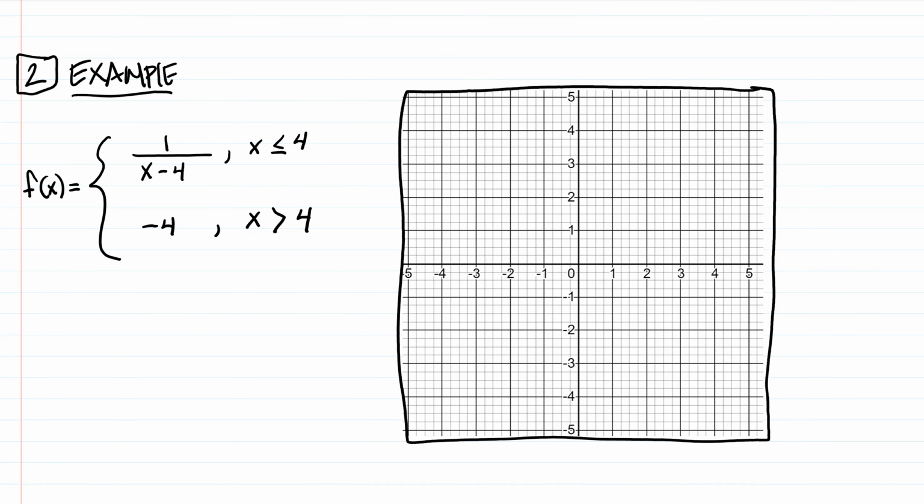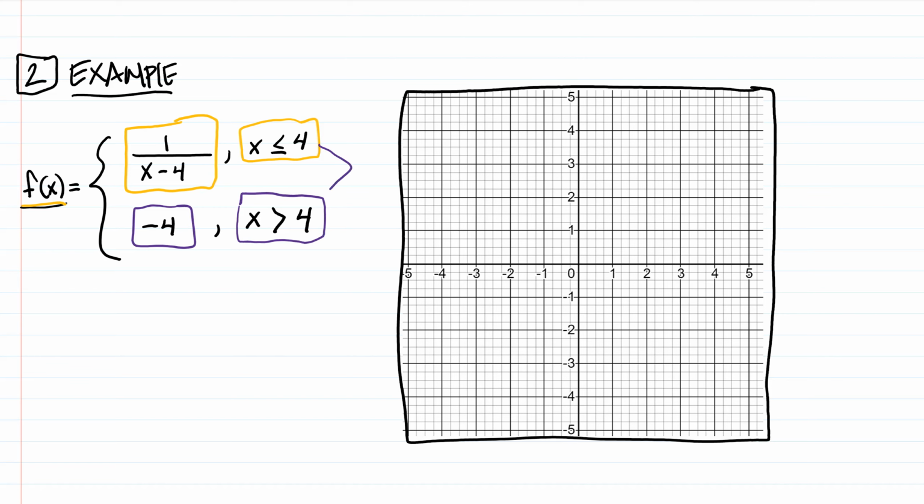Okay, here's box 2. We're going to talk about another example, and I'm going to show you a piecewise defined function and how to graph it. So again, my function f of x, I'll do it in yellow for you. My function f of x is either 1 over x minus 4 if x is less than or equal to 4, or my function is equal to just negative 4 if my x's are greater than 4. So again, this is acting like the fence.